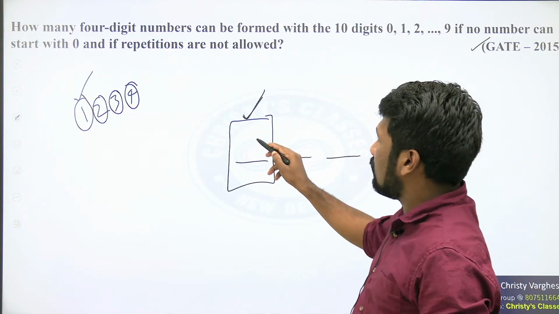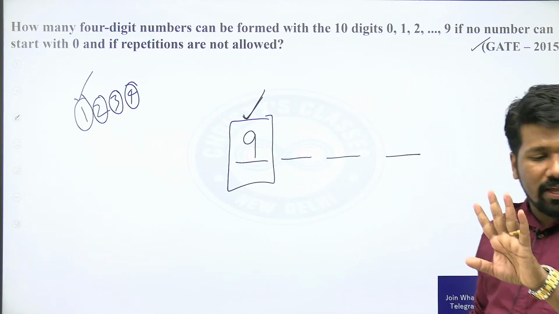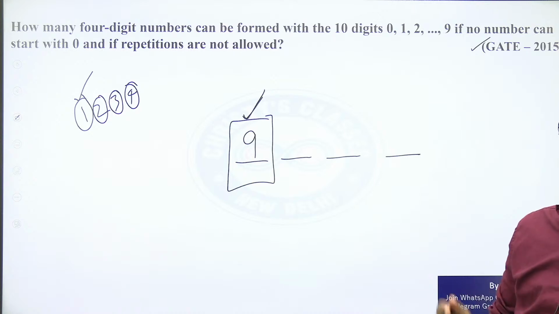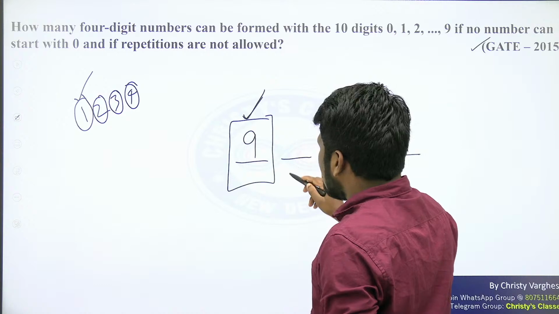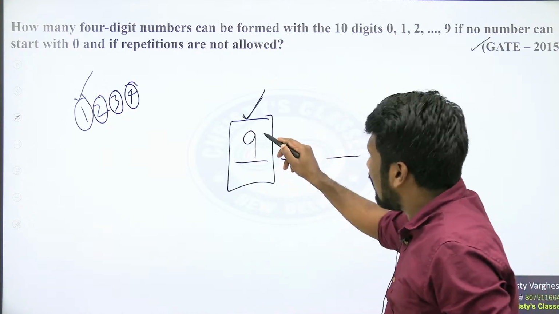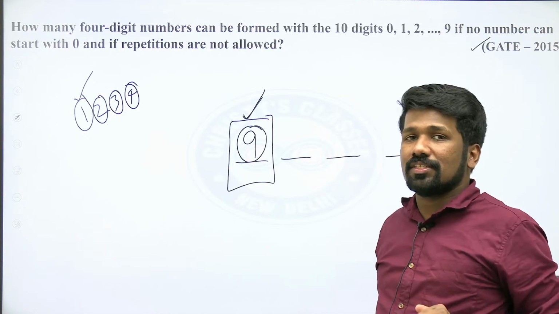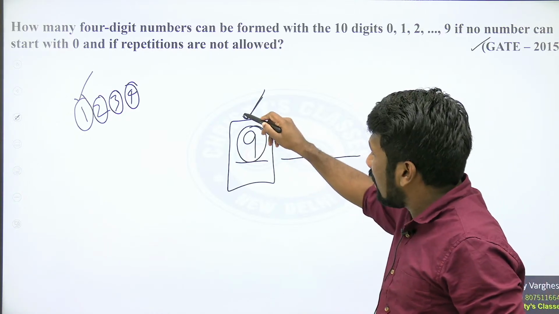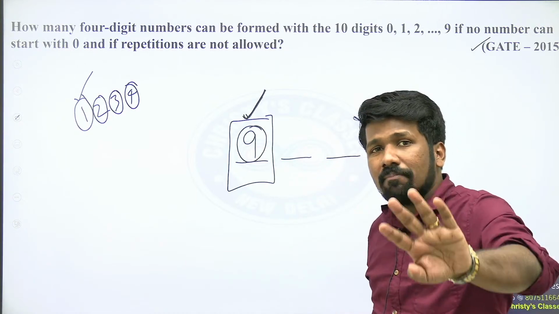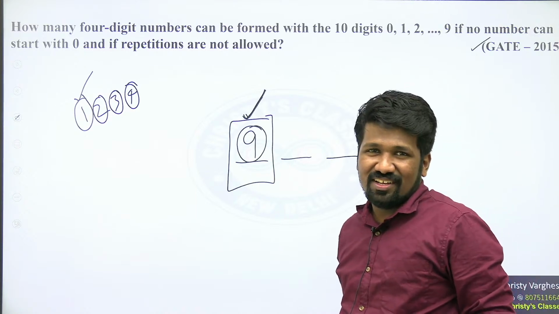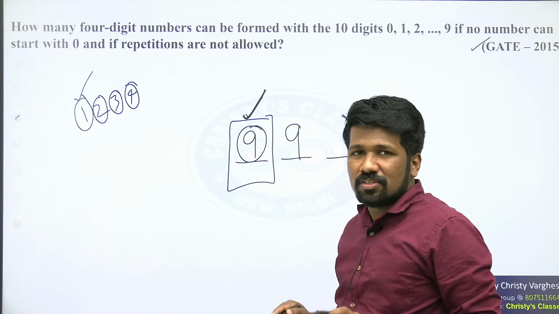So what can the thousands place be? 9 possibilities are there, right? Except 0, all other 9 digits are possible. Now, hundreds place 0 is possible, but just like the anagram problem we discussed yesterday, whichever number you used here, that cannot be used. All the rest 8 numbers plus 0 are possible. 0 and all remaining 8 numbers, that means 9 digits are still possible.